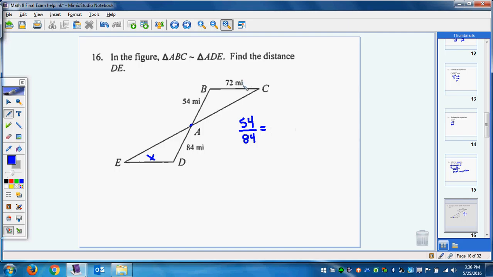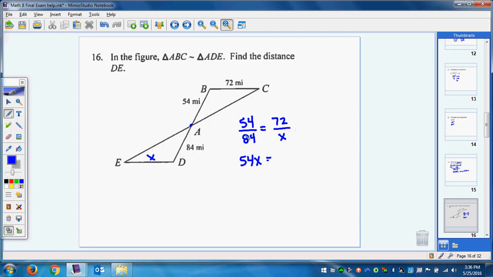As 72. Now 72 and 54, they're in the same triangle, so they have to both be up there at the top. And that would be the x at the bottom, because that is the same piece of information there. So I did 54 times x, which is cross multiplying, is equal to, and I just did my calculator. I really don't think they'd have numbers this big for you.